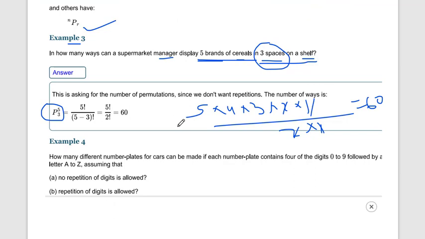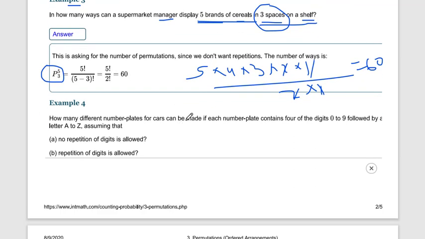Okay, let's discuss another example. How many different number plates for cars can be made if each number plate contains 4 of the digits 0 to 9 followed by a letter A to Z, only one letter? They have asked two questions, A and B.